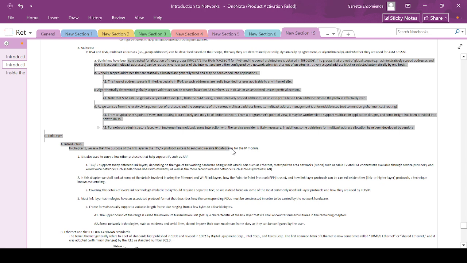Algorithmically determined globally scoped addresses can be created based on AS numbers, as in GLOP, or an associated unicast prefix allocation. So for algorithmically allocated multicast, it could be from GLOP or the unicast conversion, or the UBM as well. Note that SSM can use globally scoped addresses from the SSM block. Administratively scoped addresses or unicast prefix based IPv6 addresses where the prefix is effectively 0.